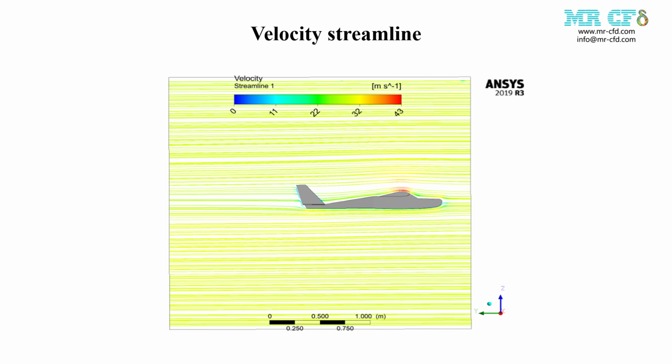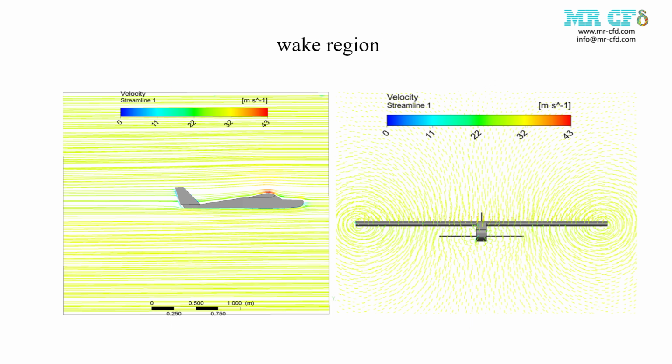There is some flow disturbance visible behind the UAV, indicating the wake region. About the wake region, we can say the disturbed flow behind the UAV indicates a wake region, which is normal but contributes to the overall drag of the vehicle.